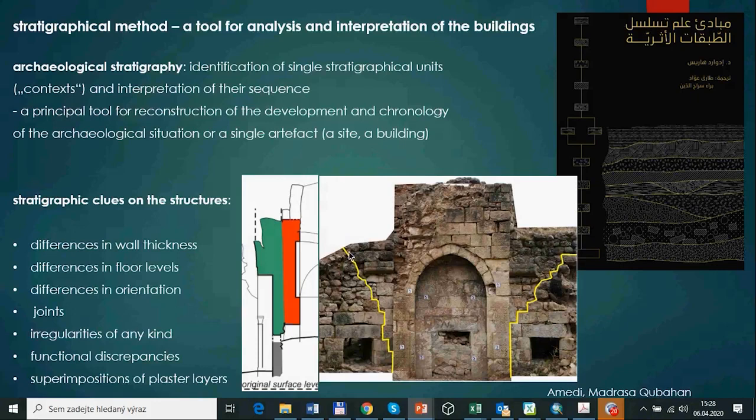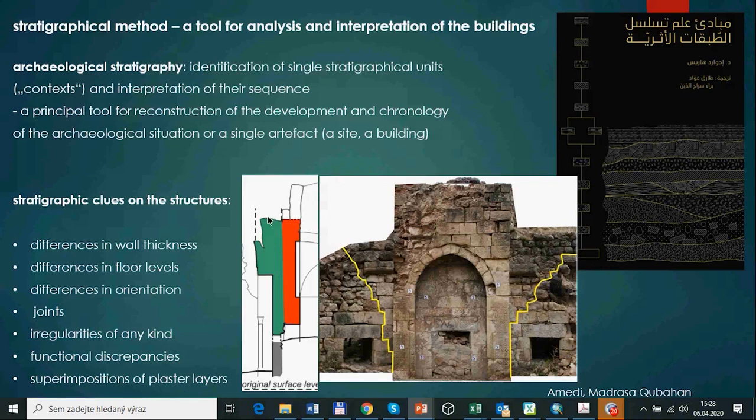Another clue, another indication, are joints. There are not only vertical joints, but also complicated joints in ashlar masonry, which can reveal different periods. For example, here in Madrasa Qubahan, this part is a later addition to the building. You can see it on the section. This part is later than the background. So therefore, you can reconstruct the stratigraphic and chronologic development of the complex. This part is the early structure, and these green parts are a later madrasa.